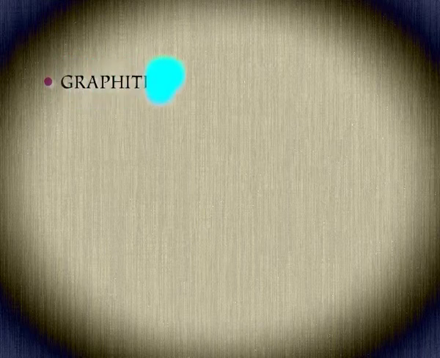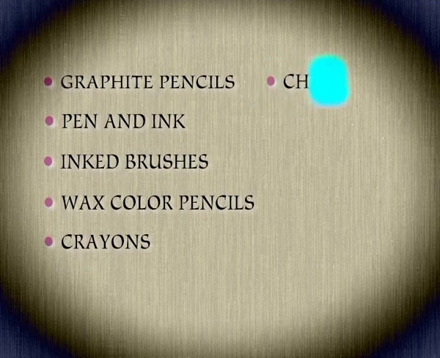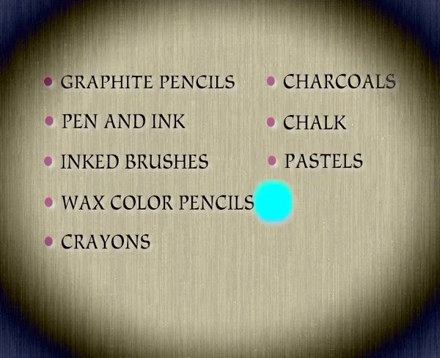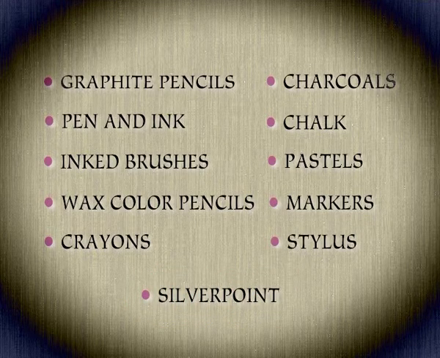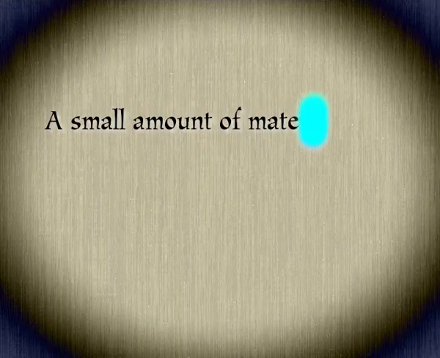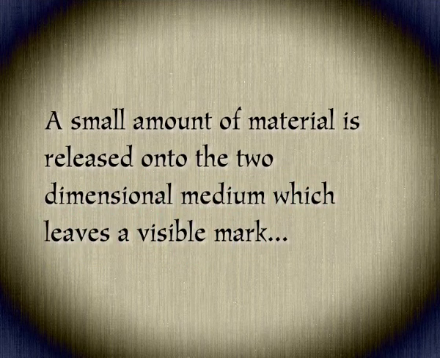Drawing is a visual art that makes use of any number of drawing instruments to mark a two-dimensional medium. Common instruments include graphite pencils, pen and ink, inked brushes, wax color pencils, crayons, charcoals, chalk, pastels, markers, stylus or various metals like silver point. An artist who practices or works in drawing may be referred to as a draftsman or draughtsman. A small amount of material is released onto the two-dimensional medium which leaves a visible mark.